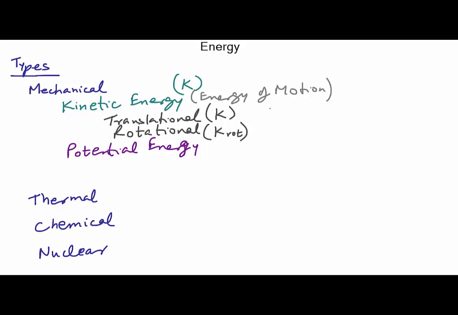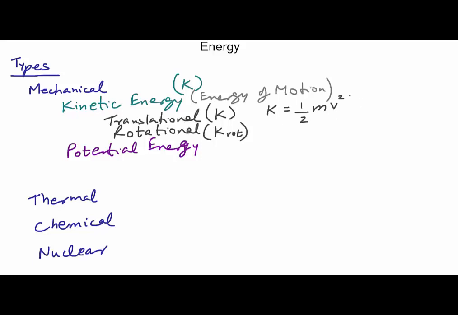The translational kinetic energy depends on the mass of an object and its speed. So its equation is that it's 1/2 times m times v squared. Here v is the speed. Energy is a scalar, so we don't need the vector velocity, we just need the speed.